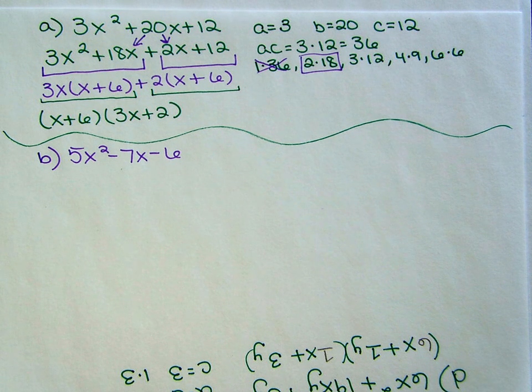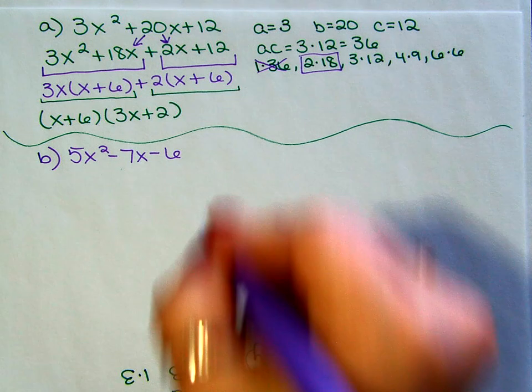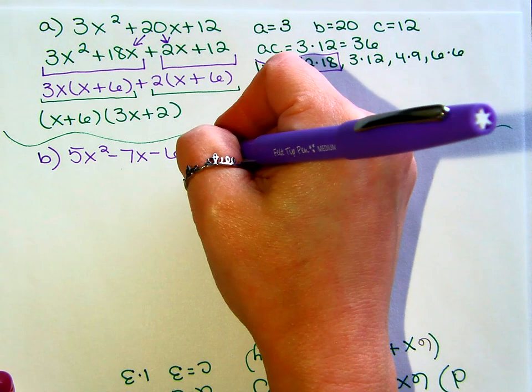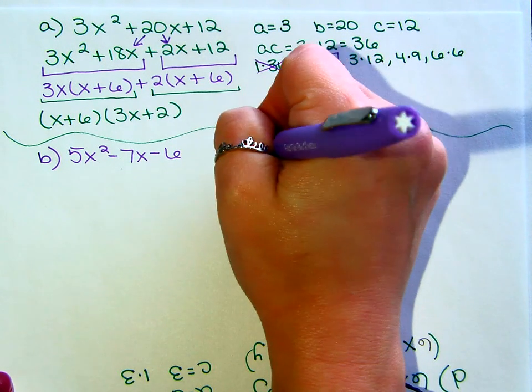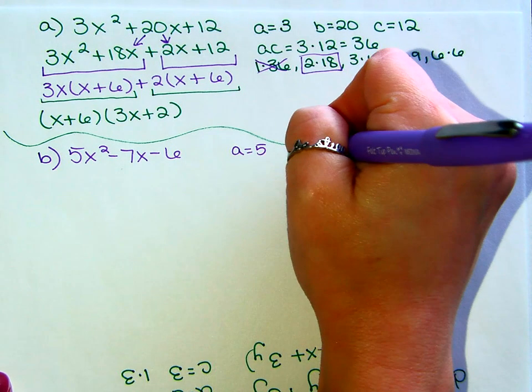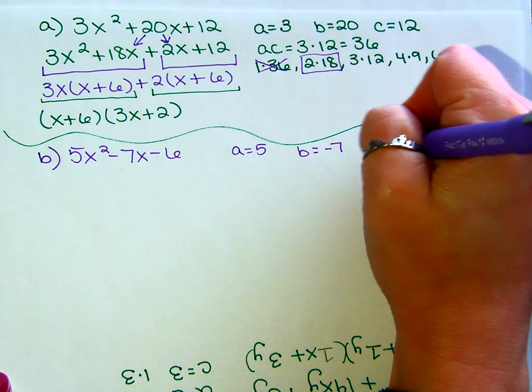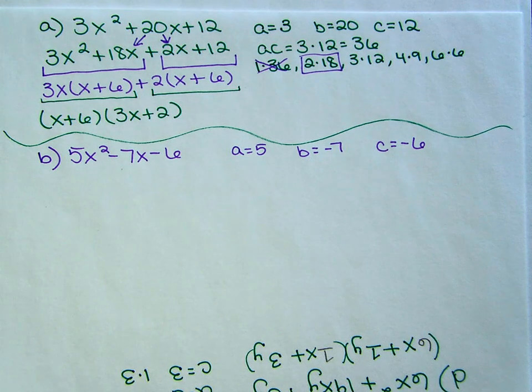So, first step, there's nothing to factor out of all of them, so I'm going to say my A is 5, B is negative 7, and C is negative 6. On the previous problem, we didn't have to put indicators on the values because they were all positive. If you have negative values, you do want to list them as negative values because that greatly affects what's going to happen whenever we start factoring these.